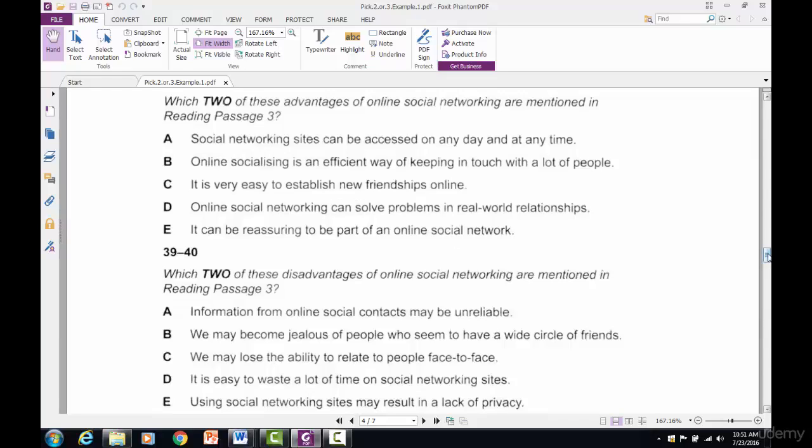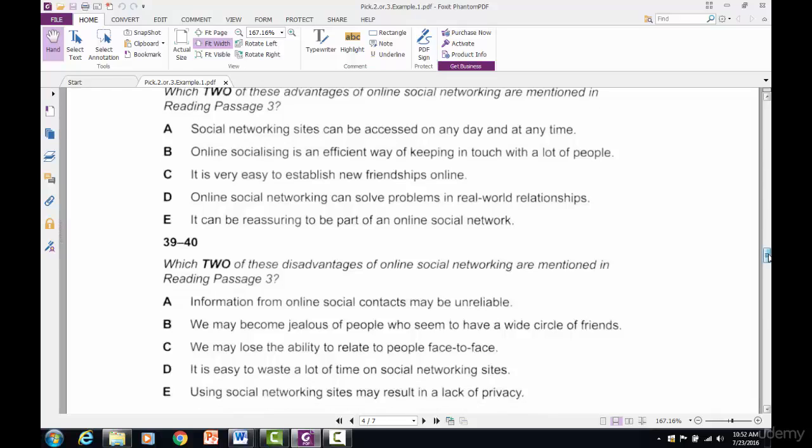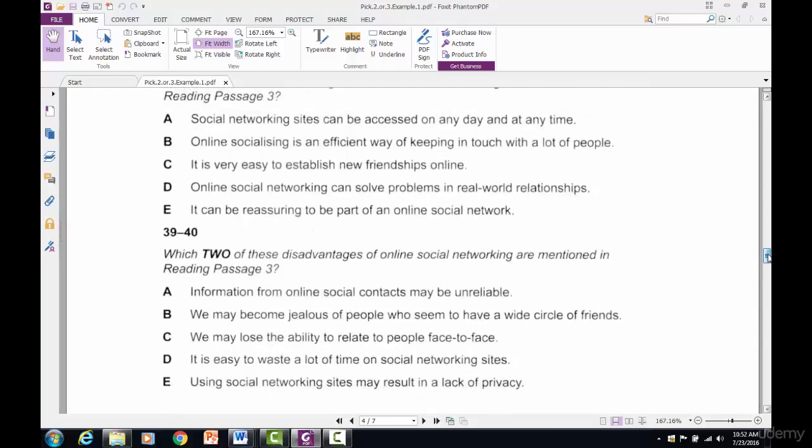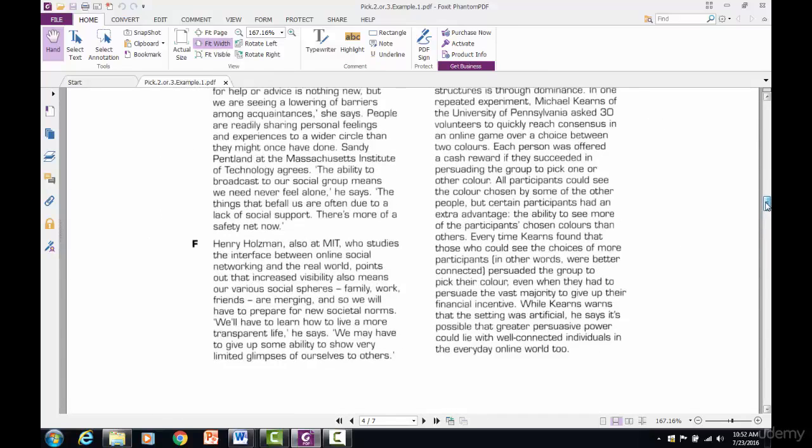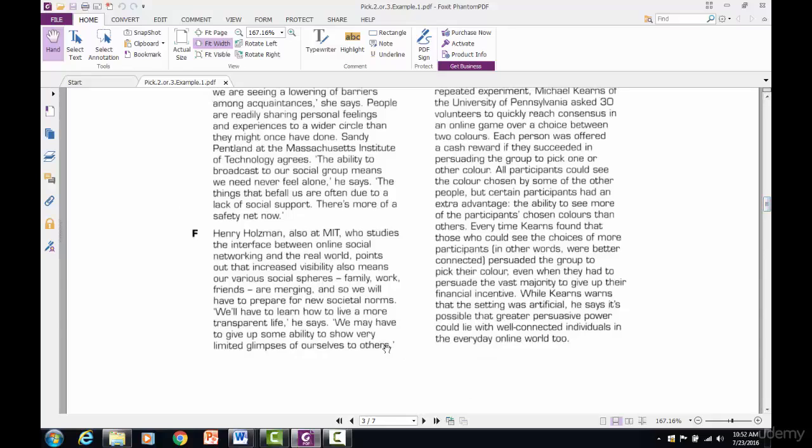In terms of 39 and 40, in terms of disadvantaged language, it says we may have to give up some ability to show very limited glimpses of ourselves to others. We have to learn how to live a more transparent life. All right, so it's talking about giving up your privacy here. It's talking about giving up your privacy.